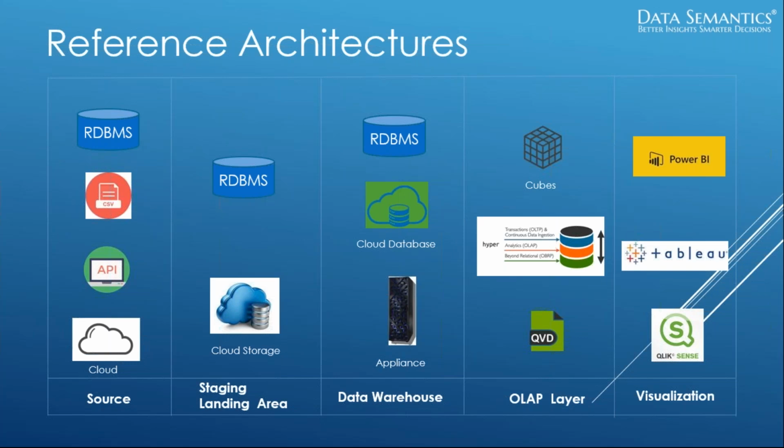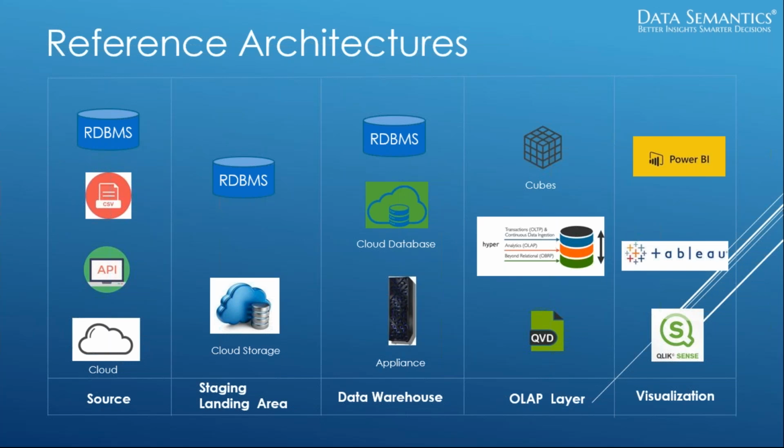On the left, you have your sources. It could be your traditional RDBMS. It could be your flat files. Then you have the newer-generation data sources from cloud and APIs. Generally, these data sources are collated and put in a landing area or a staging area where the data harmonization and the cleansing of the data happens.